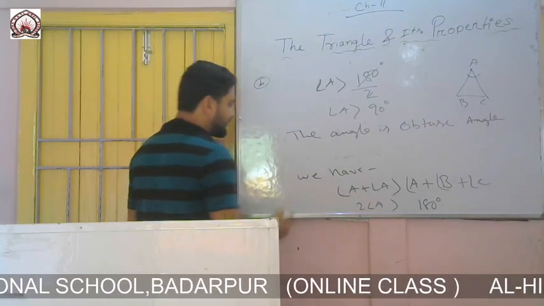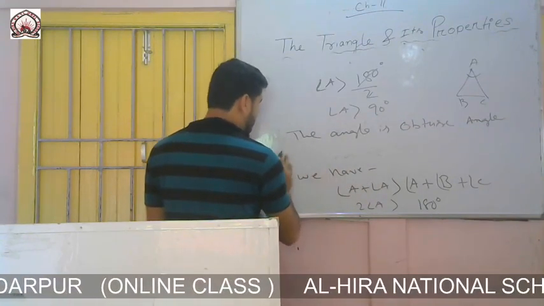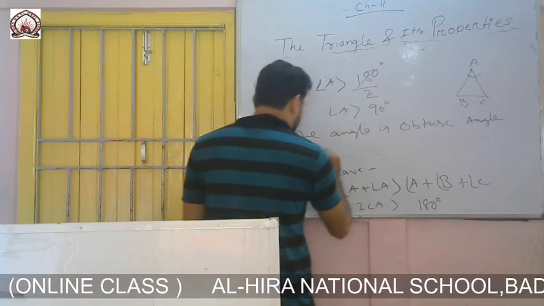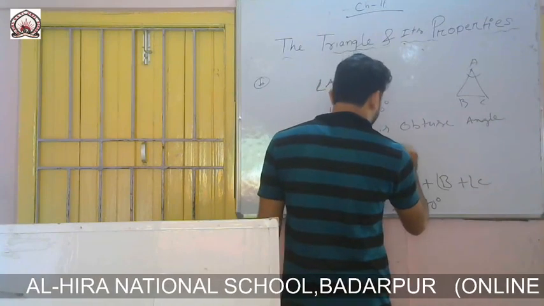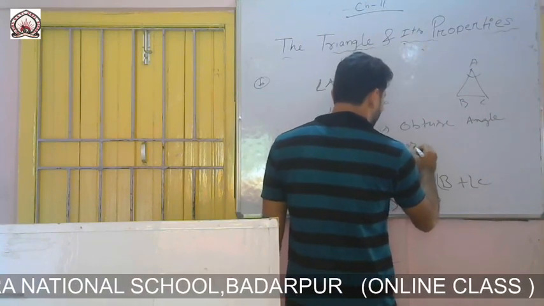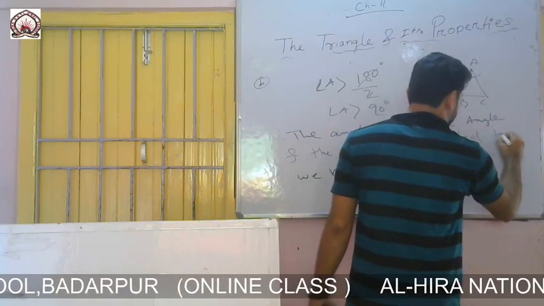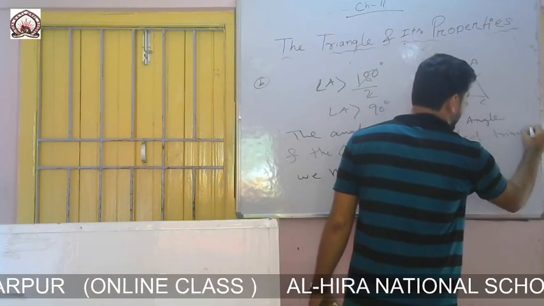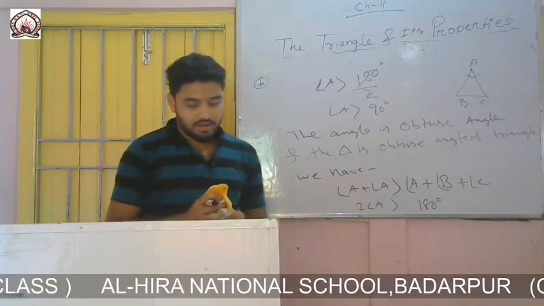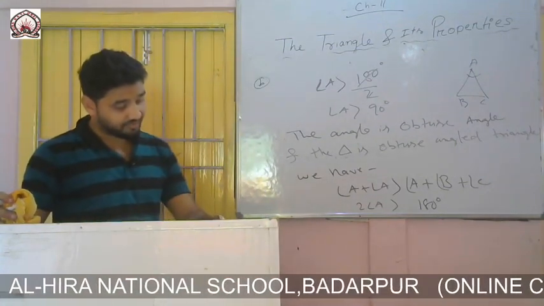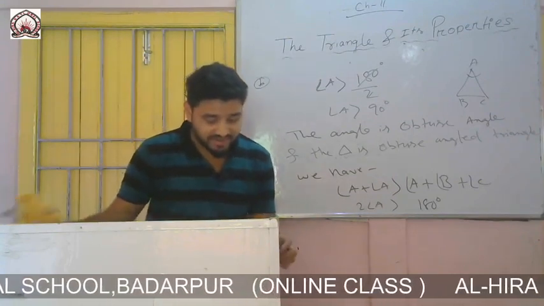and therefore obtuse angle, and the triangle is obtuse angle triangle. Obtuse angle triangle. So this is the answer of question number 5B. Now come to question number 6.